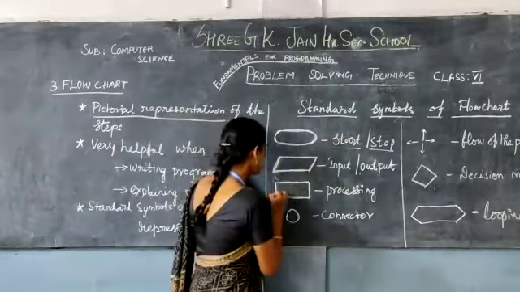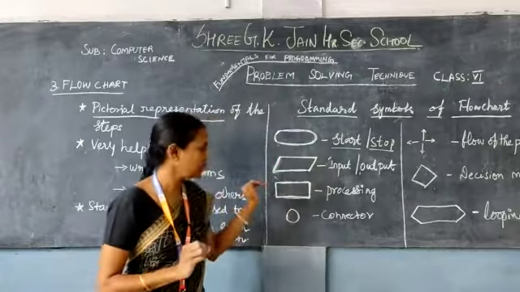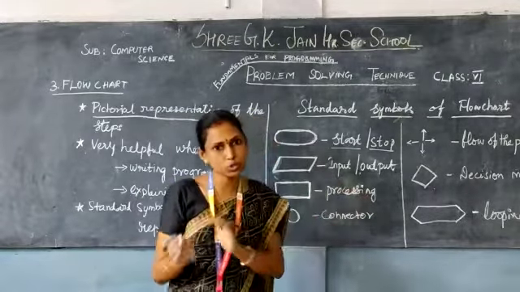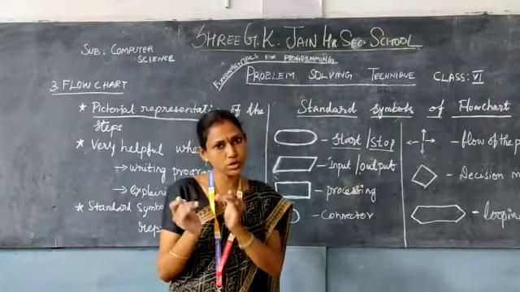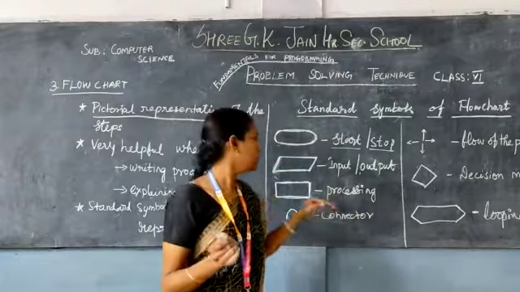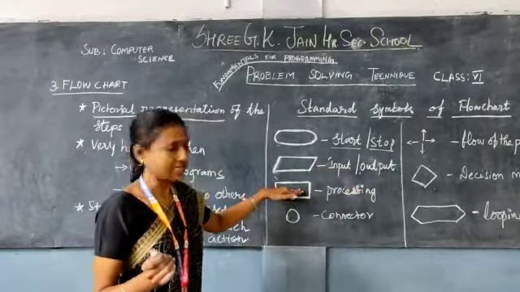Next, this is a processing shape, the rectangle. This shape denotes the processing. If you are adding two numbers and saving the result to another variable, for that processing, we have to use this box.